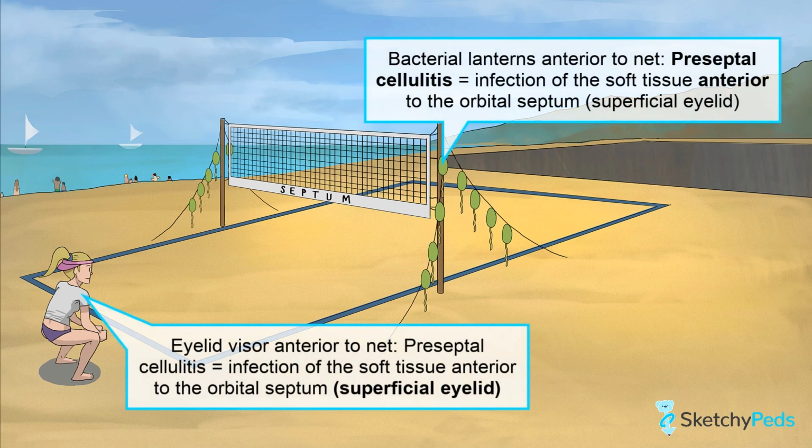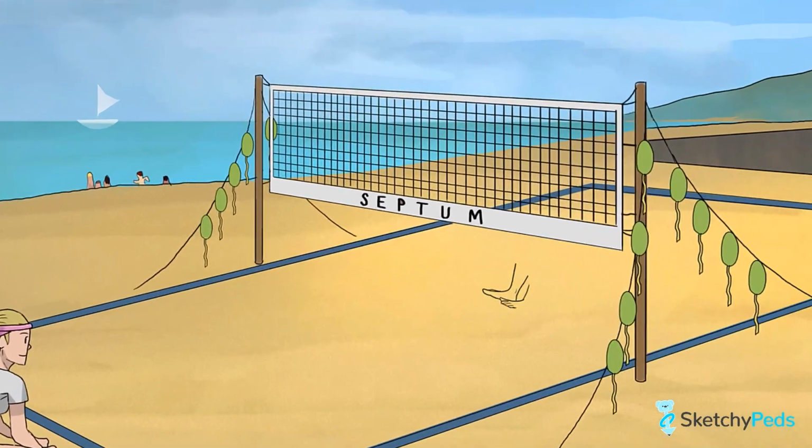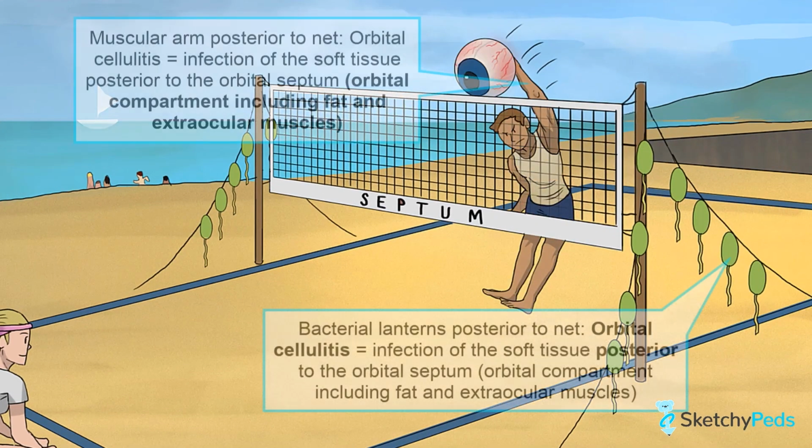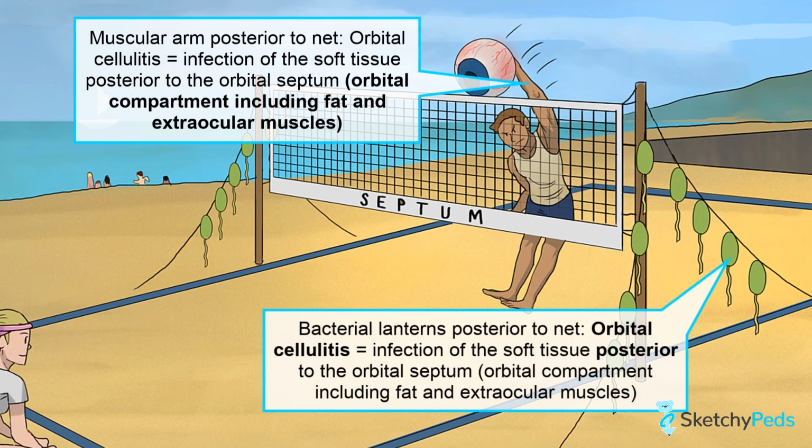Makes sense, right? It's also known as periorbital cellulitis, but for the rest of this sketch, we'll refer to it as preseptal. Throughout the sketch, you will see the features associated with preseptal cellulitis on or around the anterior side of the court. We've also emphasized the affected superficial soft tissue of the eyelid with this eyelid-like visor anterior to the septal net. In contrast, orbital cellulitis is an infection posterior to the septum.